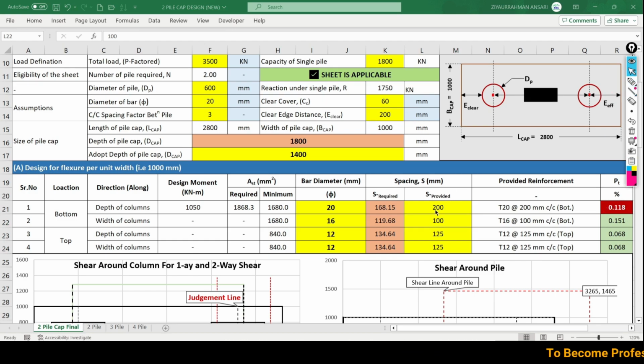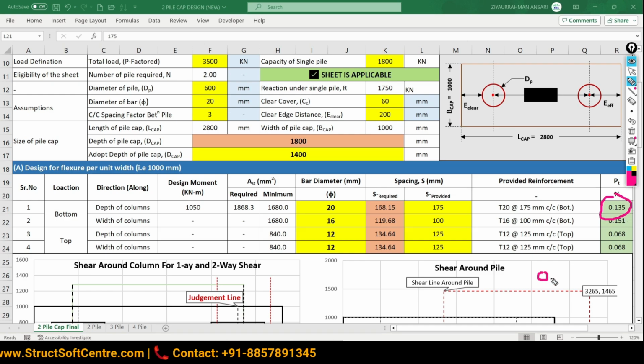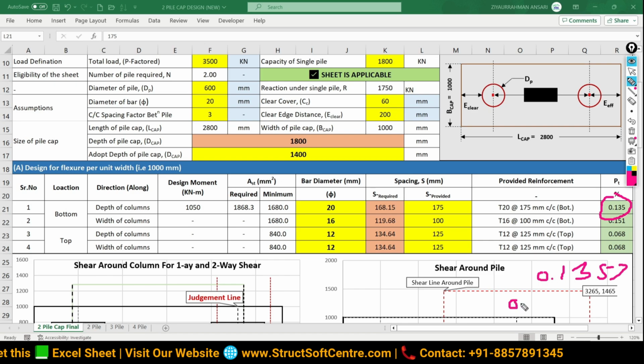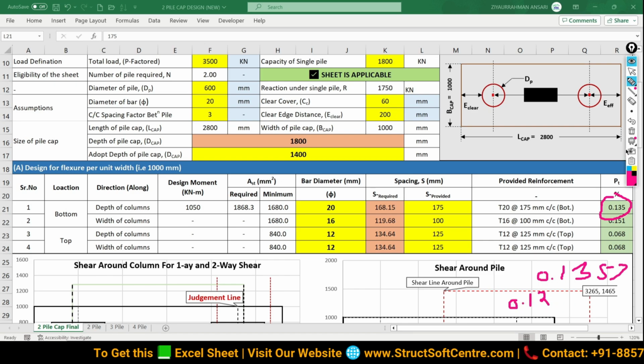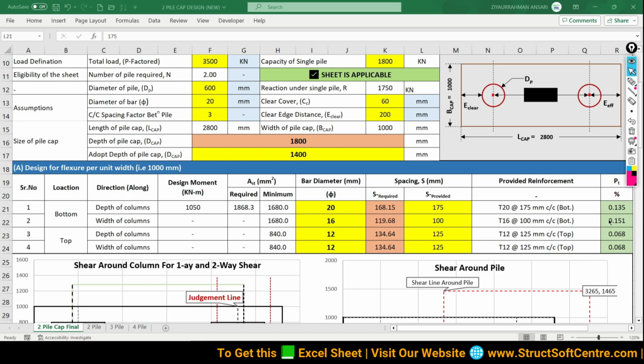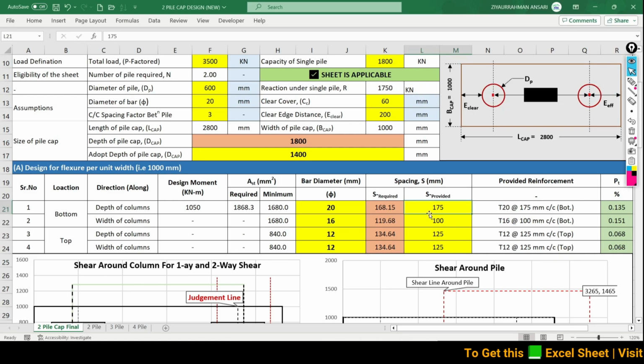Even if you are going to provide 175, this is also safe, because your provided percentage of reinforcement is 0.135, which is more than the minimum percentage of reinforcement. But in any situation, if you are getting the reinforcement less than the minimum percentage, you will get the red sign. Suppose I am going to provide 200, you are getting this percentage as 0.118, which is less than 0.12%.